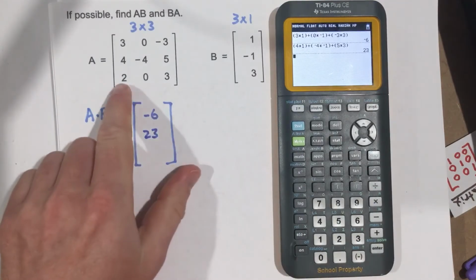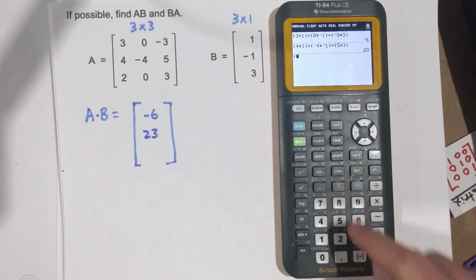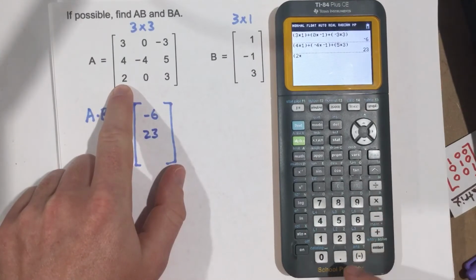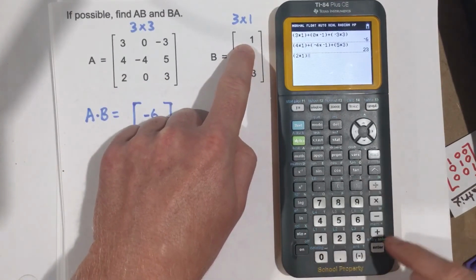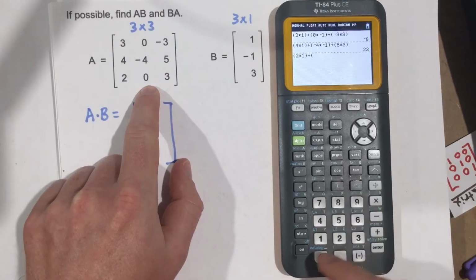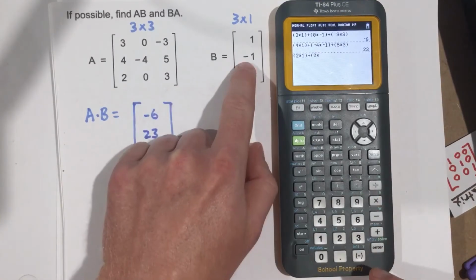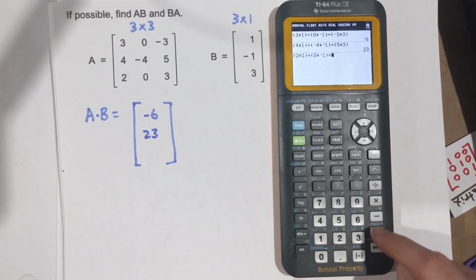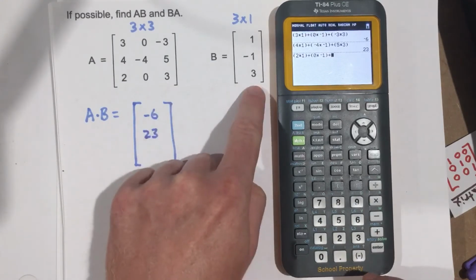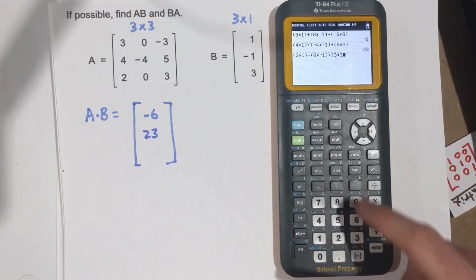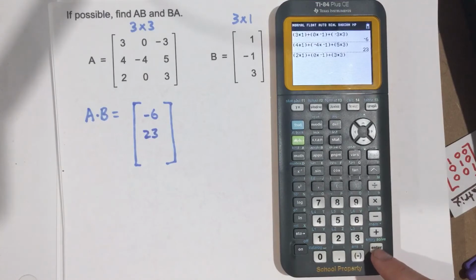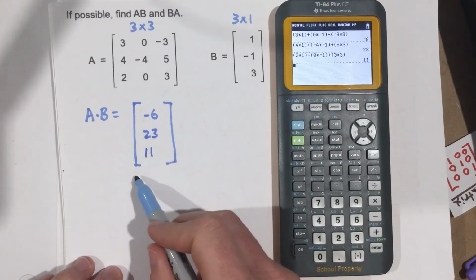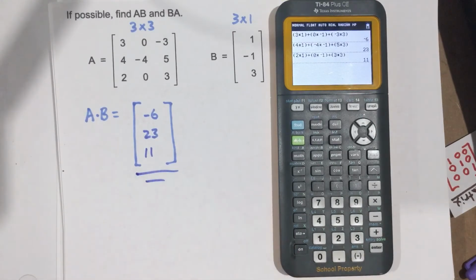Finally, we're going to do the third row times that column. So we get 2 times 1 plus 0 times negative 1 plus 3 times 3. And that gives you 11. So our solution for A times B is this 3 by 1 matrix, negative 6, 23, 11.